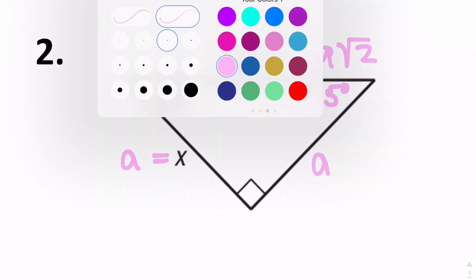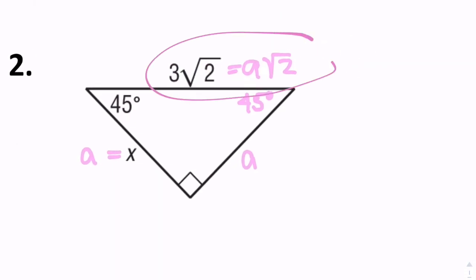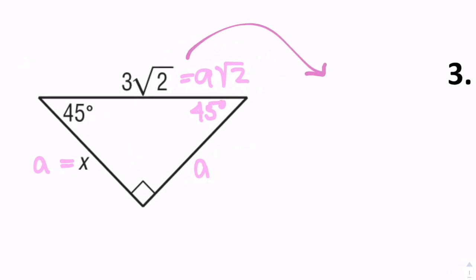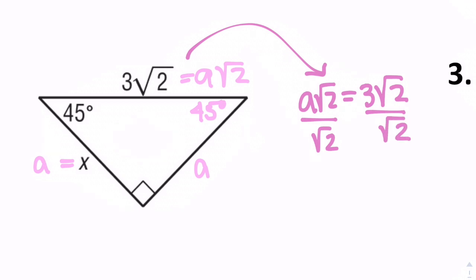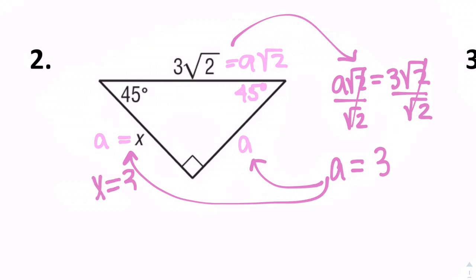Now, we're still going to have to solve for A so that we can find x. It looks like right here is where we have some numbers, so I'm just going to write it off to the side. If we have that A root 2 is equal to 3 root 2, solve for A, I'm going to divide by root 2, divide by root 2, so then I have A is equal to 3. So I can use that then to fill in these lengths, and that's going to help me find x because x is A, so therefore x must be 3.